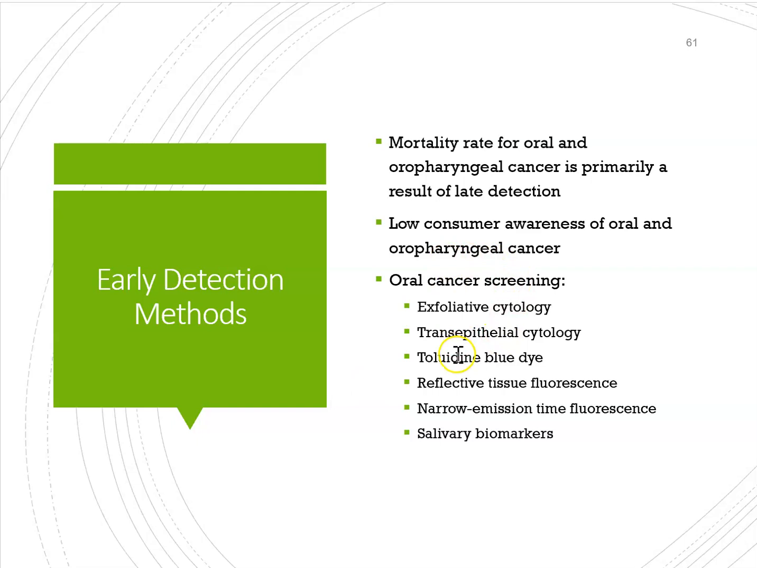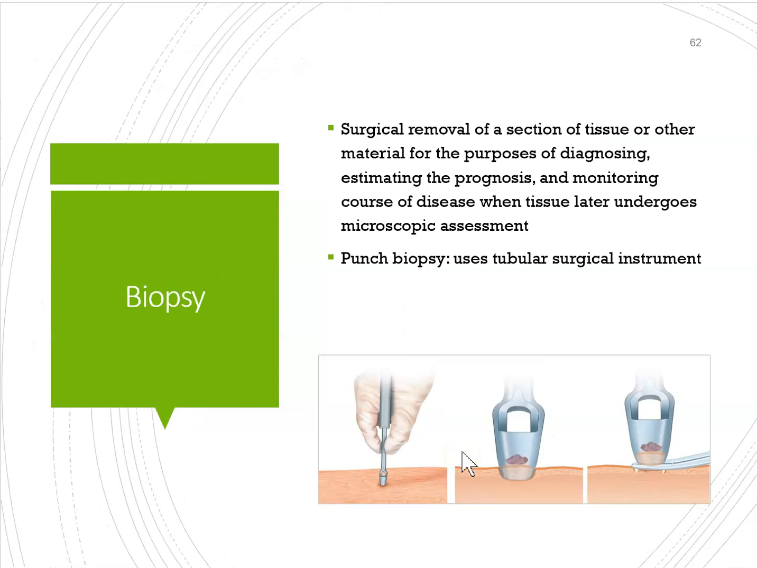When you do oral cancer screening, there are many different types of oral cancer screening. So let's look at some of them. Let's say there was a lesion, and the dentist decided to do a biopsy. A biopsy is basically surgically removing that lesion and sending it to the lab to see if it's cancerous or not. And this is a punch biopsy, where they use a tubular surgical instrument to get that lesion out and send it to the lab.